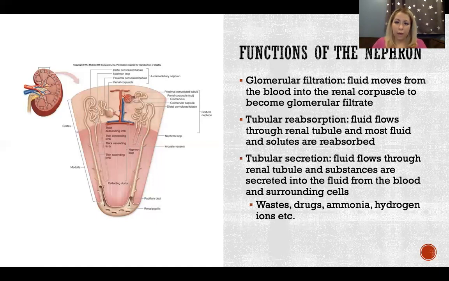So some of the things that get secreted into the glomerular filtrate would be all sorts of waste products, different types of drugs, and ammonia. Ammonia is a waste product of protein metabolism. When we break down protein in the liver, it produces ammonia, and ammonia is very toxic to the body. So the liver converts most ammonia into urea, which is also a waste product, but it's less toxic, less harmful. And so usually that urea goes back into circulation and is excreted in the urine once it gets filtered by the kidneys.